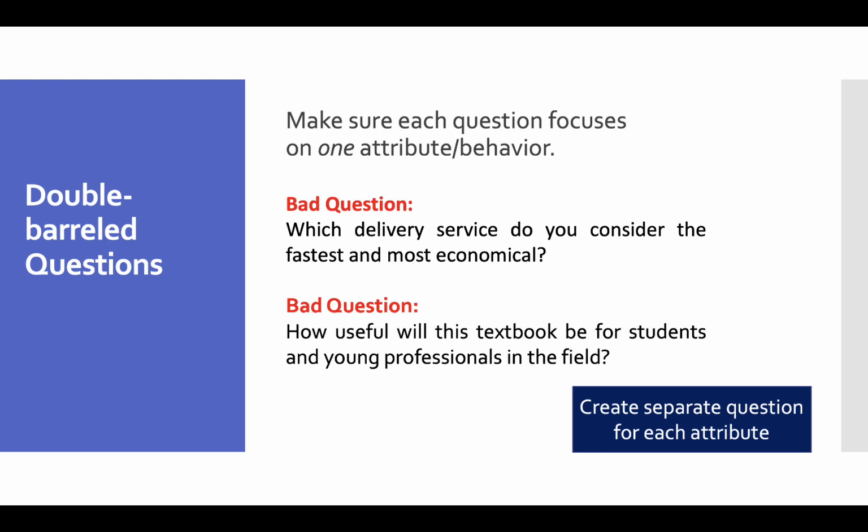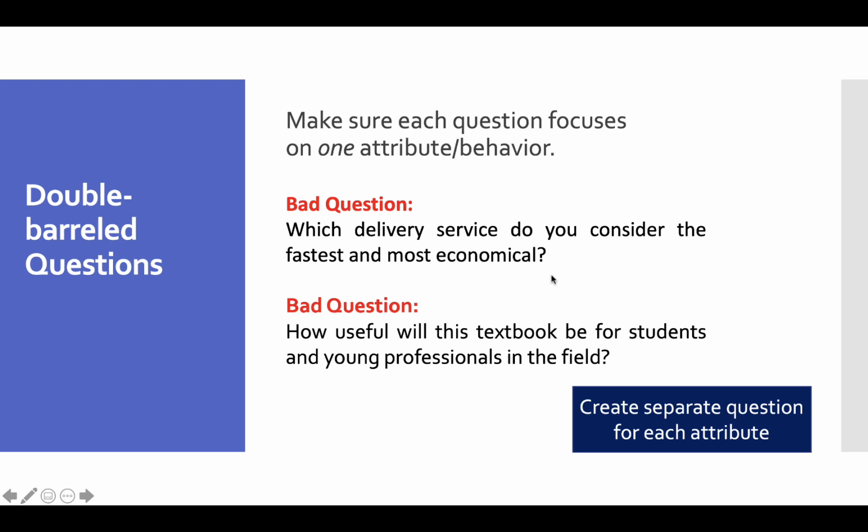Double-barreled questions. Make sure that each question focuses on one attribute or behavior. This is an example of a bad question. Which delivery service do you consider the fastest and most economical? So what am I supposed to do here? What am I supposed to say? Are you asking me about how quick it is or how expensive it is?